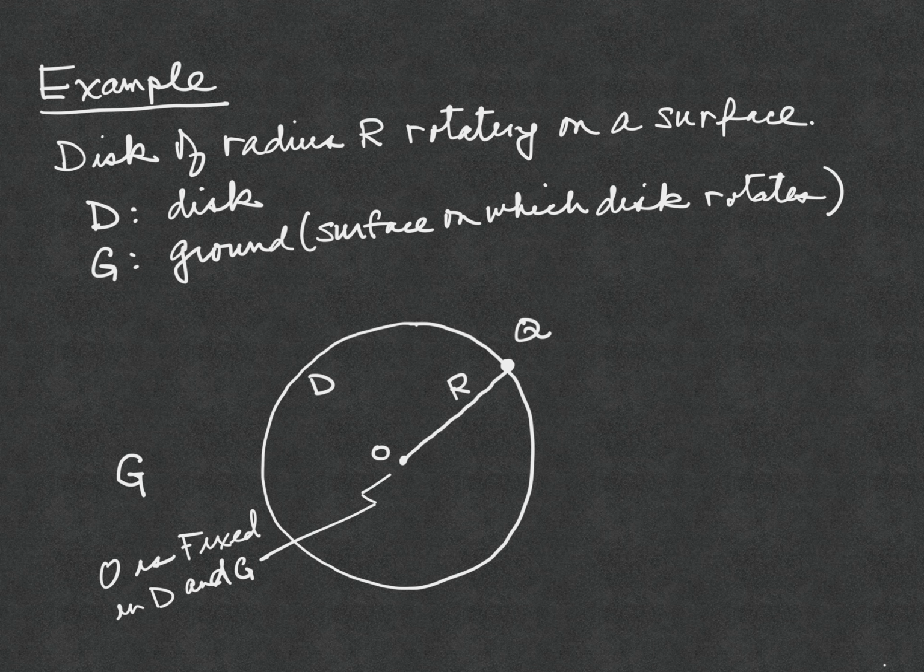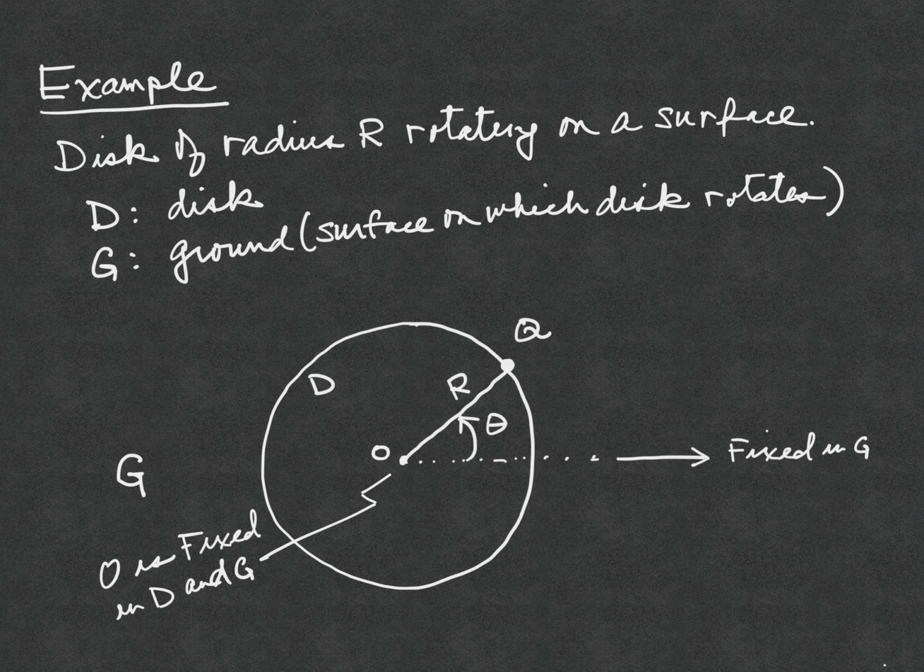So next, I'm going to introduce an angle theta, and I'll explain what this angle means in just a minute. Theta is the angle formed between the direction OQ and a direction that's fixed to the ground. So this direction right here is fixed in G. In other words, the disk is rotating relative to the ground, and the angle theta is measuring the angle formed by a direction that's fixed in the ground and the direction OQ.